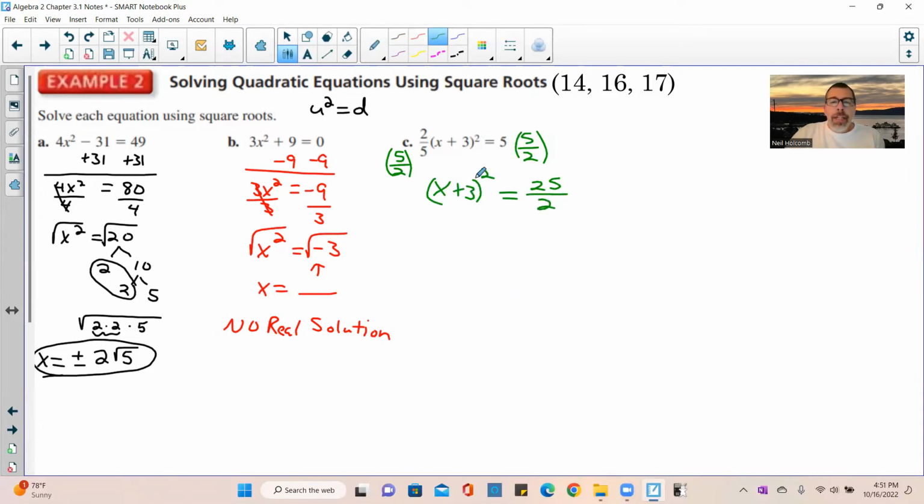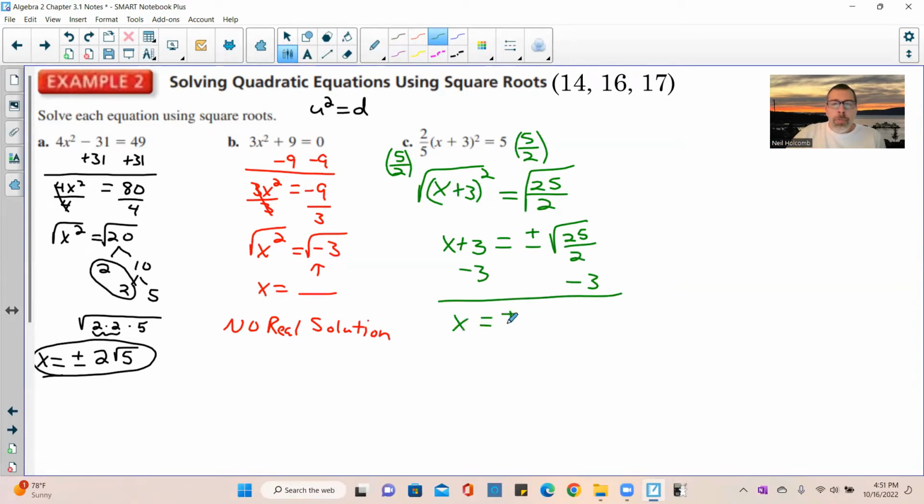Now that I have this all together and it's squared, I need to take the square root of both sides, and I'm going to get x plus 3 equals plus or minus the square root of 25 over 2. And then I need to subtract 3 from both sides. And that is going to leave me with x on the left plus or minus the square root of 25 over 2. Make sure that the radical goes down to the denominator, and then minus 3 after.